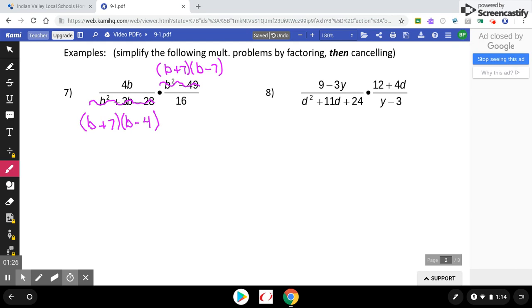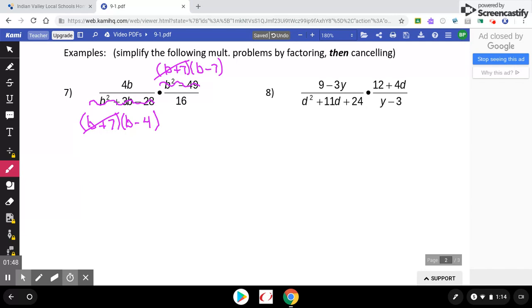Well, here's the point. I want to cross cancel. I can cross cancel matching binomials. B plus 7, B plus 7, matching. The B minus 4, the B minus 7, not matching. Can't cancel them. Now, the 4B and the 16, however, those aren't binomials, they're monomials. And if they're monomials, you get to cancel them no matter what.